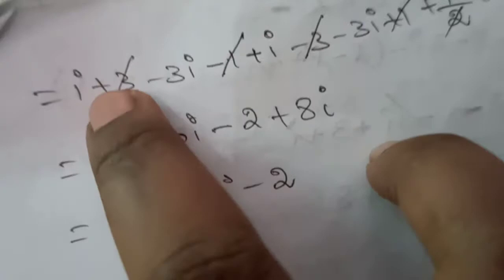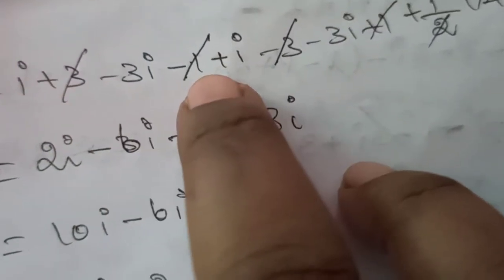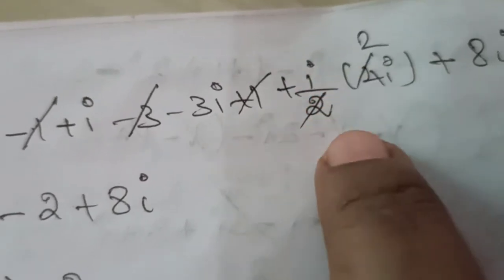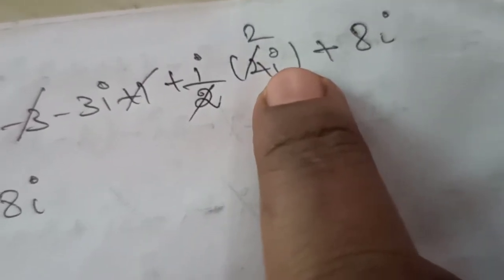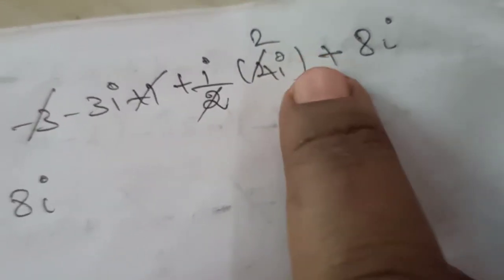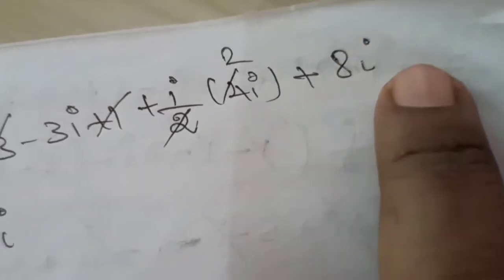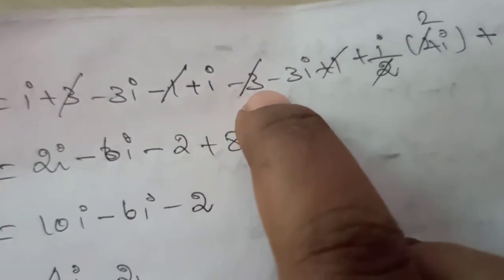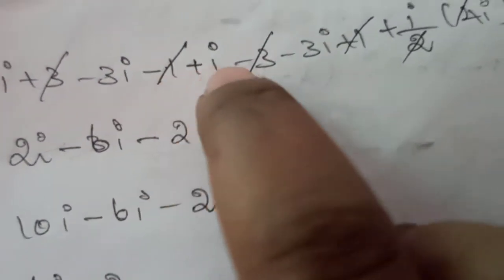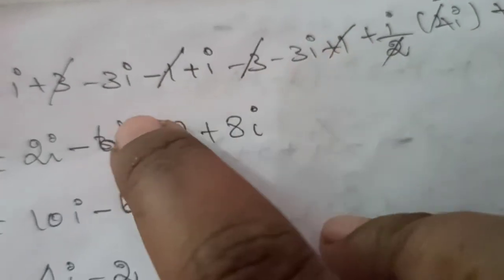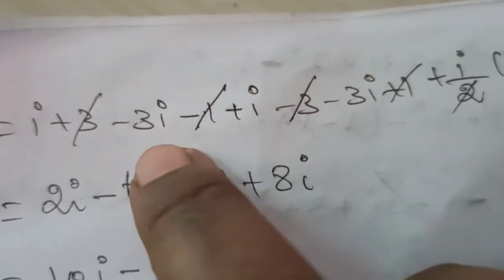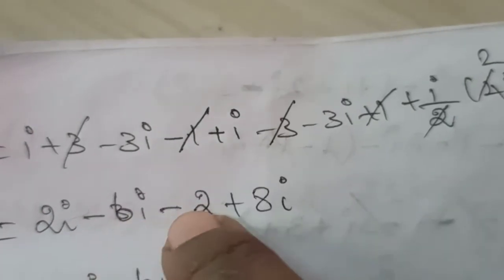Okay, I will write the multiplication of all the values on the next page. I will write here i plus 3 minus 3i minus 1 plus i minus 3 minus 3i plus 1 plus i by 2 into 2 plus 2 becomes minus plus 4i plus 8i. Now to simplify this value, plus 3 and minus 3 cancel, plus minus 1 and plus 1 cancel. So that is i plus, I can write 2i minus 3i minus 3i, I can write the minus 6i.